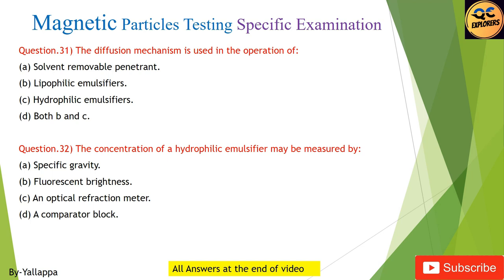Question 31. The diffusion mechanism is used in the operation of solvent-removable penetrant, lipophilic emulsifiers, hydrophilic emulsifiers, both B and C. Question 32. The concentration of a hydrophilic emulsifier may be measured by specific gravity, fluorescent brightness, an optical refraction meter, a comparator block.